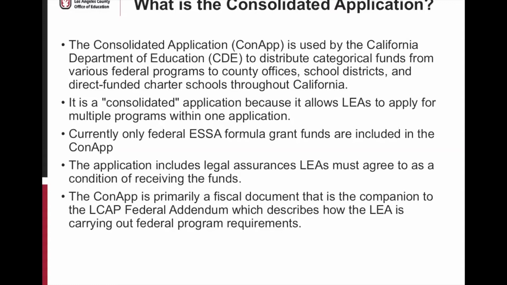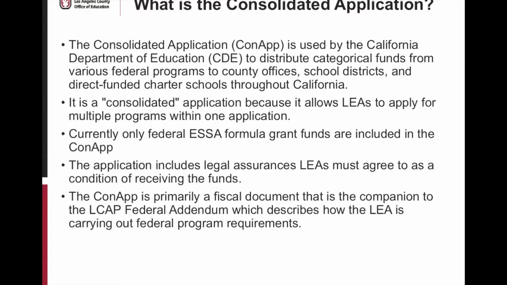Currently, only ESSA formula grants are included in the consolidated application. In the past, when we had state categoricals, those were included, but now only ESSA programs are included. The application also includes legal assurances. Some of them are general assurances and some of them are related to specific programs, but there are assurances that the LEA has to agree to in order to receive the funds.